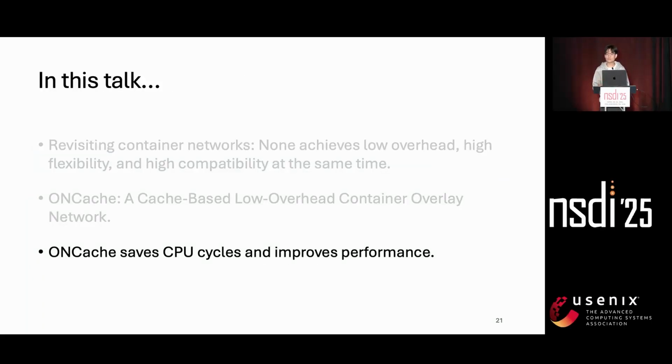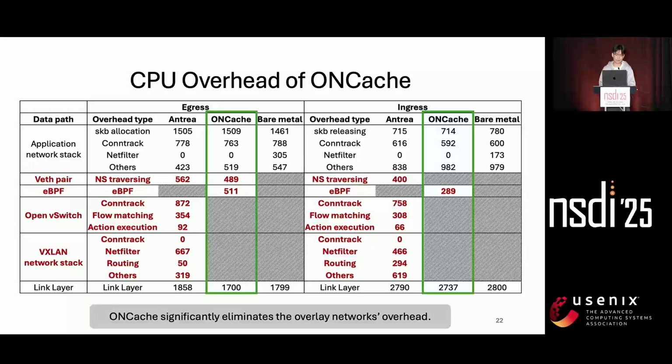And then let's move on to the evaluation part. First, the quantitative analysis shows that compared to Antrea, an overlay network baseline that uses OVS in its network stack, ONCache effectively replaces the overhead of Open vSwitch and the VXLAN network stack with a much more lightweight eBPF overhead, which mainly consists of cache query and header modification overhead. In this way, ONCache significantly reduces CPU overhead on both the egress path and the ingress path.